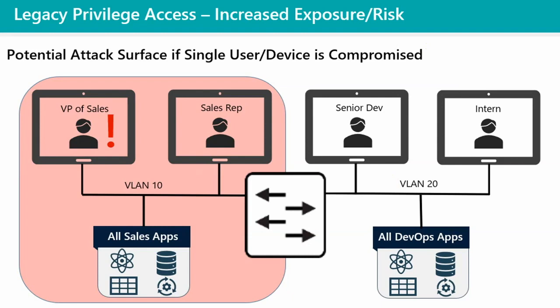What this means with legacy privilege access is that you have increased exposure and risk. That's because you have a larger attack surface. So if one single user is compromised, then the entire attack surface includes the entire VLAN that user is on. So regardless of where this user resides, if legacy privilege access is assigned, this gives this user and the user's device access to more information than required. So this does not follow least privilege access and creates a larger attack surface if there is a threat.